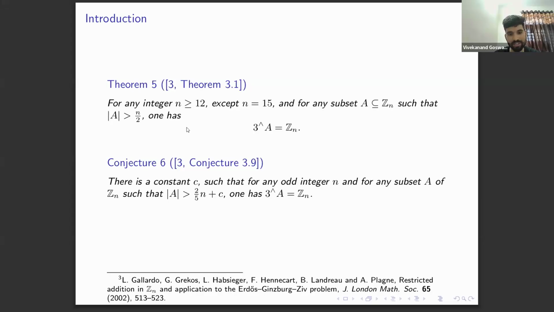And they also gave this theorem for both even or odd order finite cyclic groups. This theorem states that for any integer n greater than or equal to 12, except n equal to 15, and for any subset A of Z_n such that the cardinality is strictly greater than n by 2, then 3 hat A is equal to Z_n.